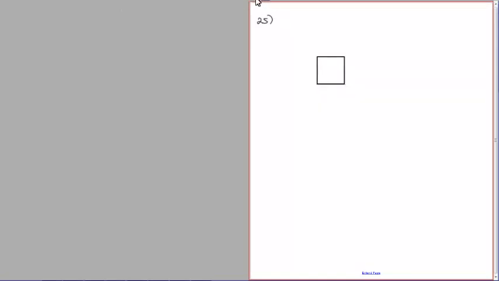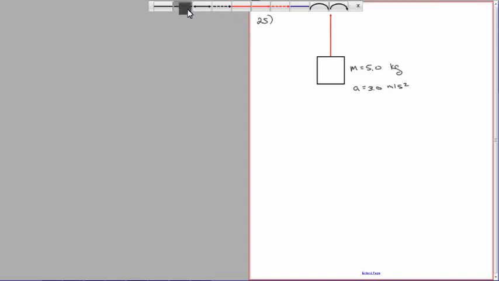So let's represent that as the bucket, and we have a rope that's attached to it. And the mass of the bucket, so let's say mass is equal to 5.0 kilograms. And the acceleration of the bucket is 3.0 meters per second squared. Let's define a positive coordinate system here. So we're going to define positive y in that direction, which agrees with our acceleration because the acceleration is in the same direction as positive y.